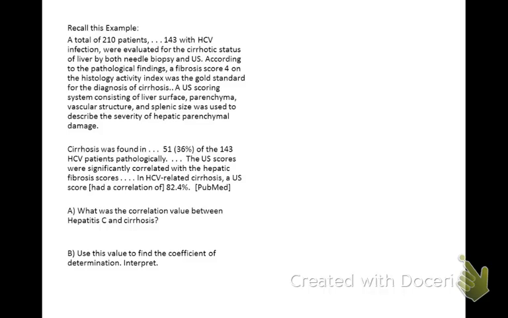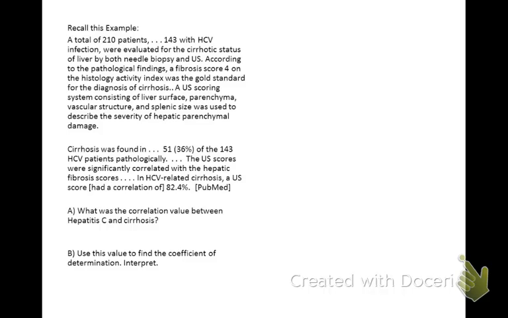A total of 210 patients, 143 with HCV, remember that's hepatitis C. So 143 patients with hepatitis C infection were evaluated for cirrhotic status of the liver, both by needle biopsy and US. According to the pathological findings, a fibrosis score 4 on the histology activity index was the gold standard for the diagnosis of cirrhosis. A U.S. scoring system consisting of liver surface was used to describe the severity of hepatic damage. Cirrhosis was found in 51 or 36% of the 143 hepatitis C patients pathologically.